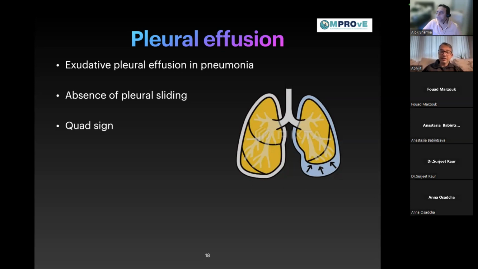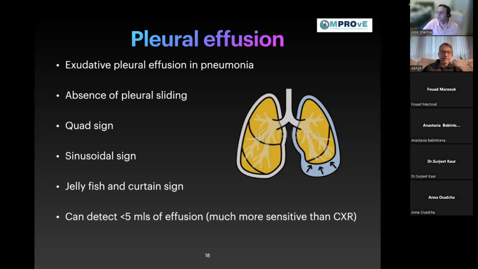Because the visceral and the parietal pleura have been separated, you see something called the quad sign. Now, as the name goes, quad has 4 borders, so we see a 4-borders sign. I'll show you what that means. And there is something called a sinusoid sign. Again, it's like a sine wave, with the peak and trough. So we'll see that sign as well in pleural effusion. And if it is severe enough, at a very advanced stage, you're going to see something called the jellyfish and curtain sign. From the lung ultrasound standpoint, you can detect less than 5 mils of effusion, which is much, much more sensitive than a chest X-ray. There's no way you can detect less than 5 mils on a chest X-ray.